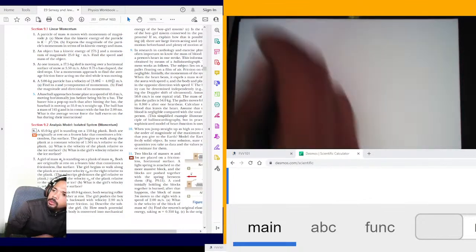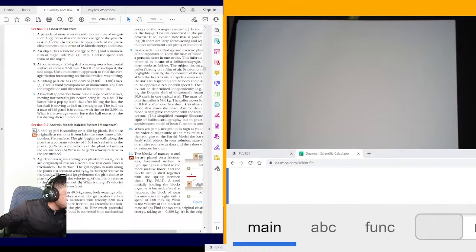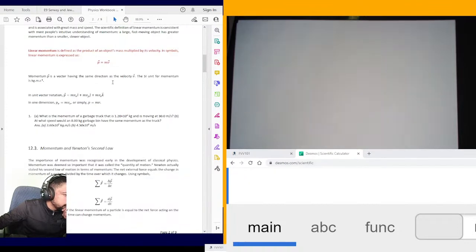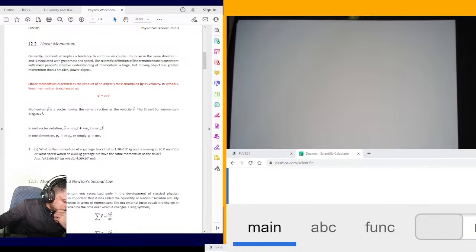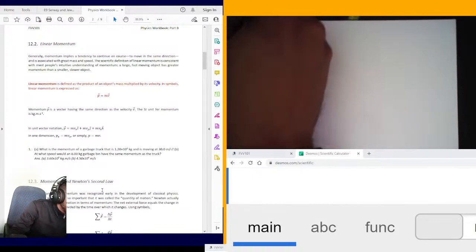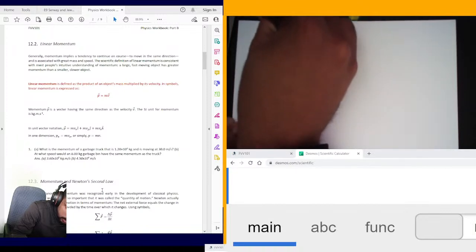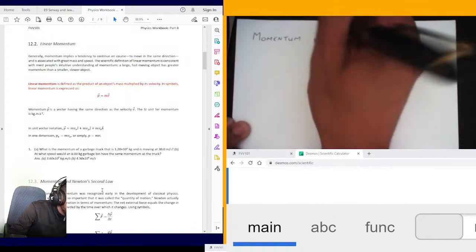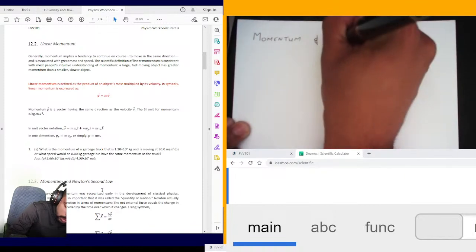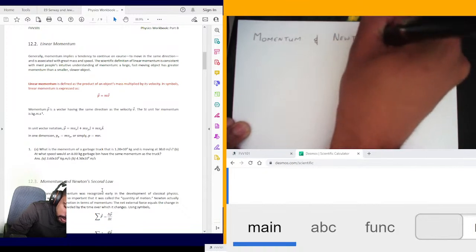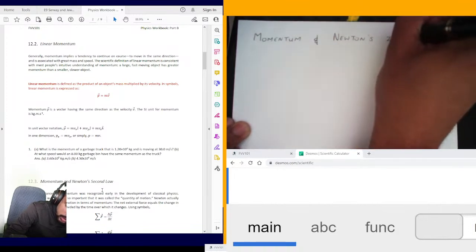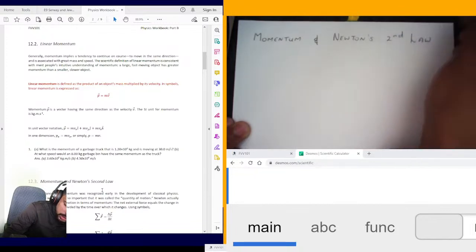Okay, so let's get to it. Let's go to the workbook. It says here that we'll be doing from 12.3, linear momentum, to 12.4. This is on momentum. We'll be doing momentum and Newton's second law.